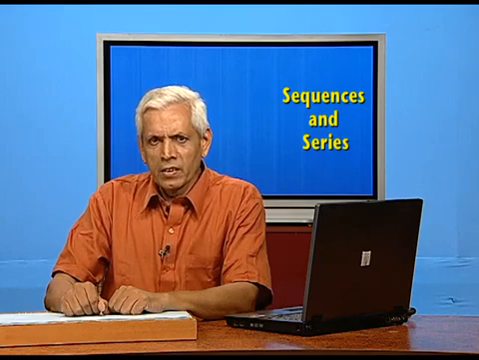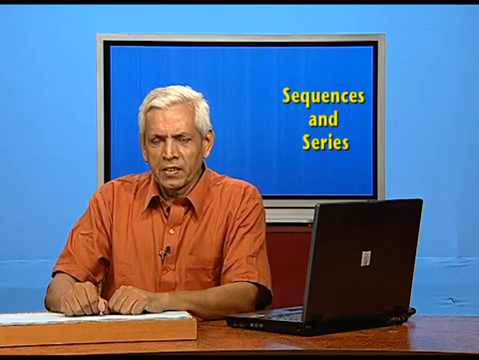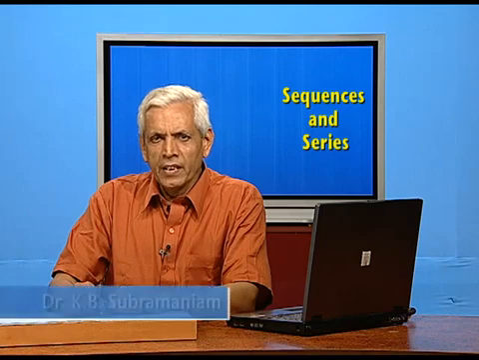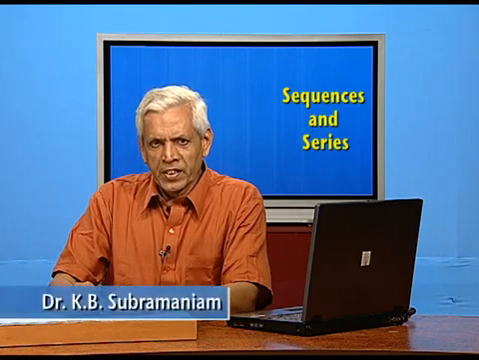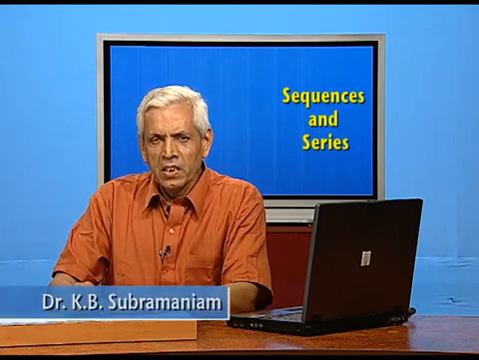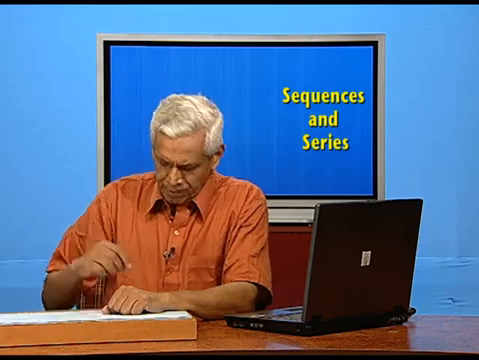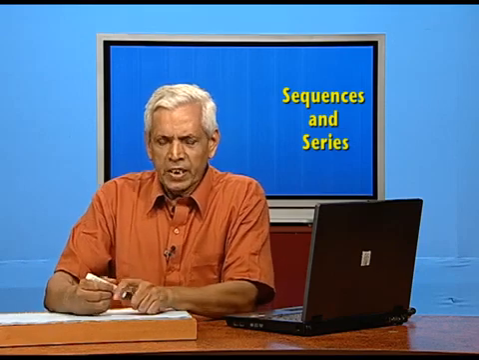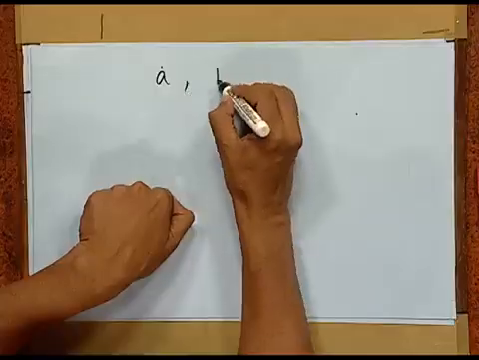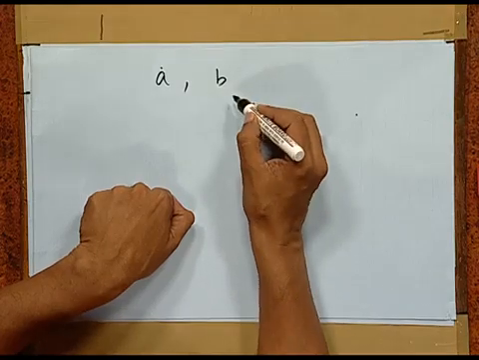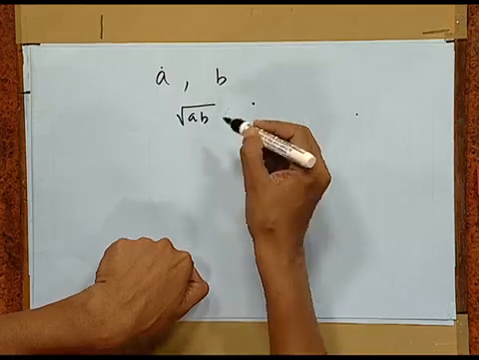If you recall, in the arithmetic progression we had defined arithmetic mean, that is AM. Similarly, we can define GM, that is geometric mean, between two numbers. The geometric mean of two numbers A and B, supposing A and B are both positive, is given by root AB. Now, why do we insist A and B both be positive?